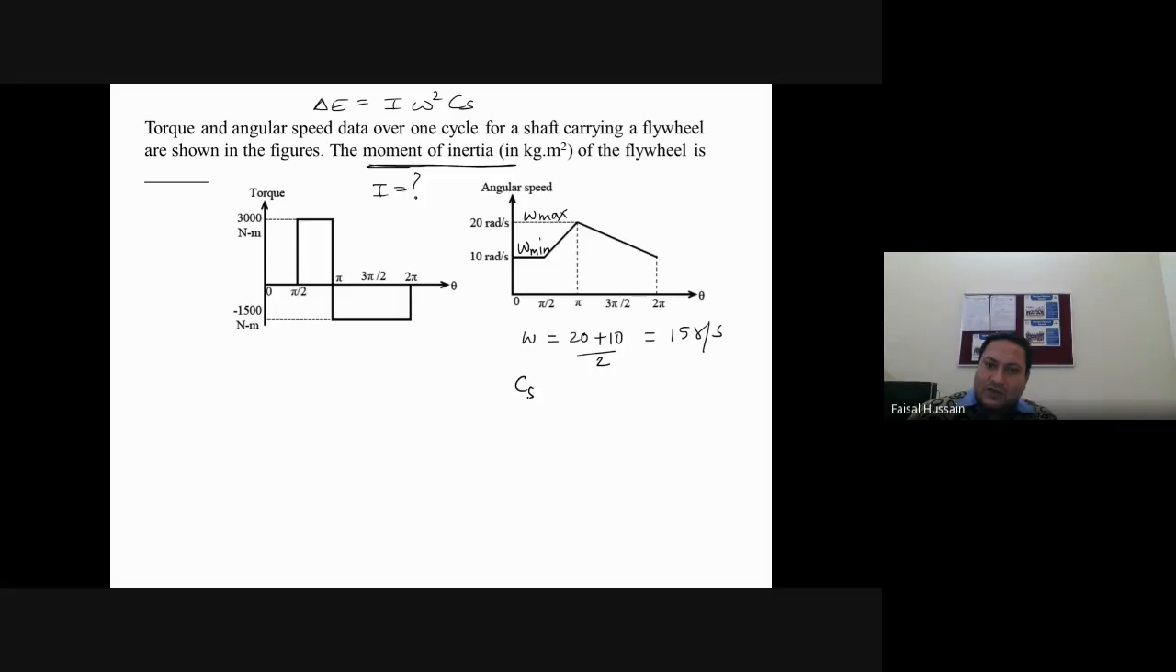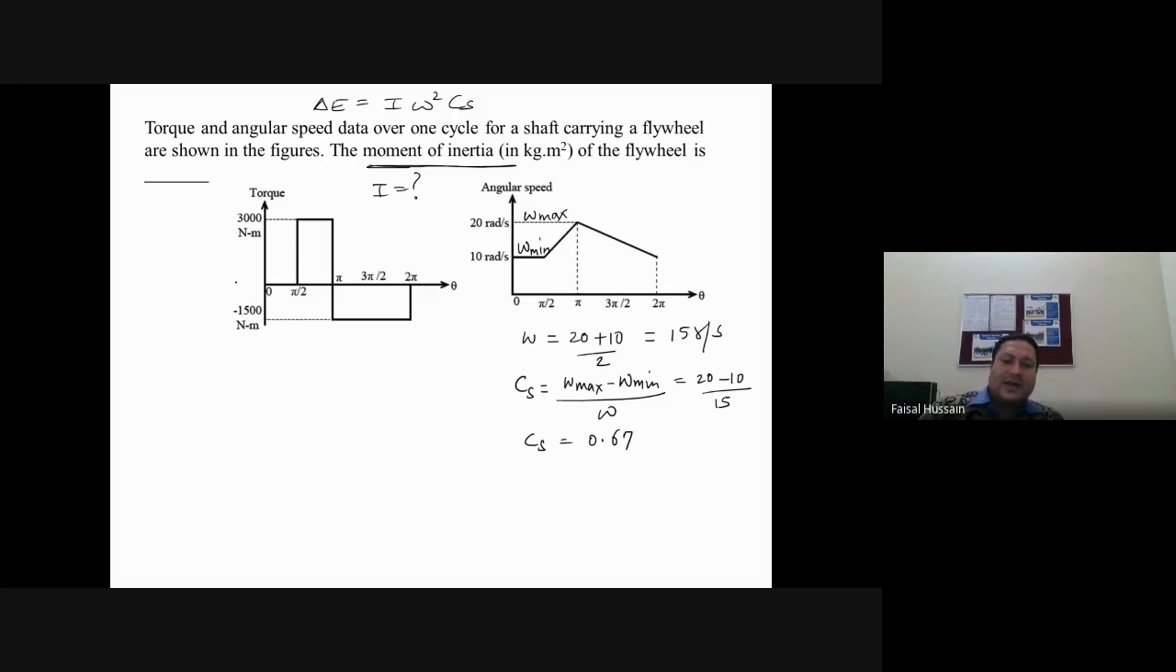Now what is the fluctuation of speed? Fluctuation of speed is maximum speed minus minimum speed divided by mean speed. So maximum is 20, minimum is 10, divided by 15. So CS will be how much? 0.67. You got this also.